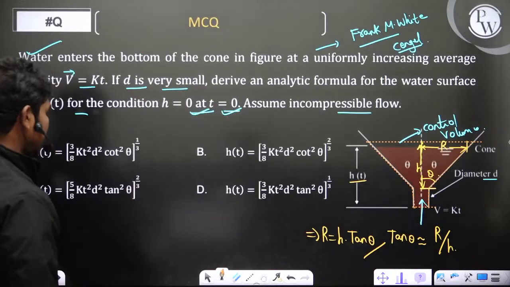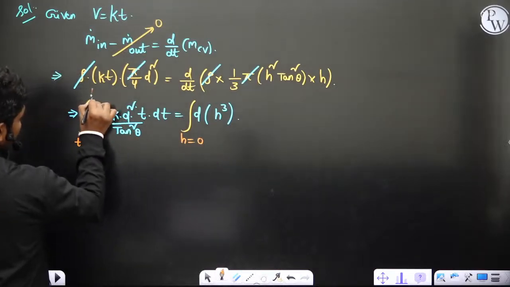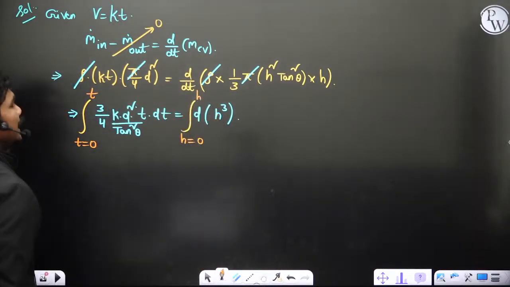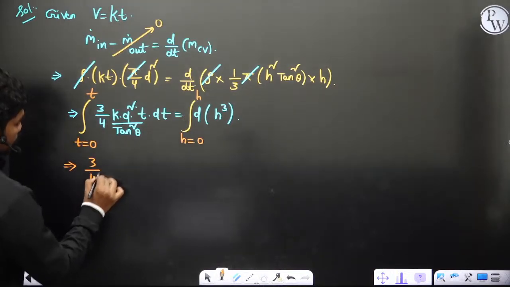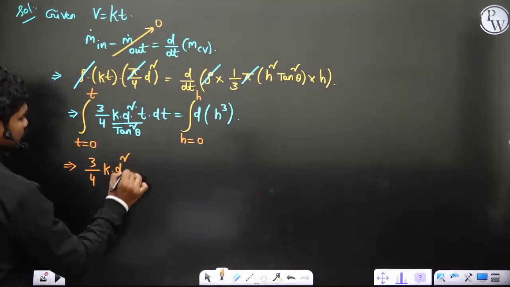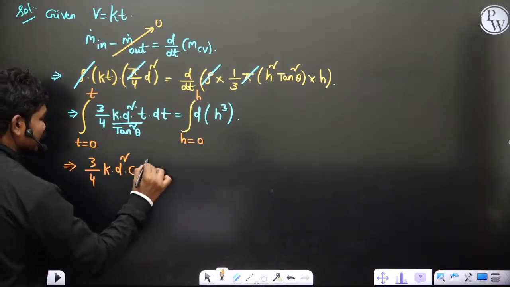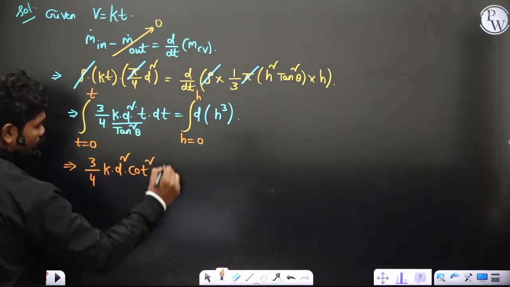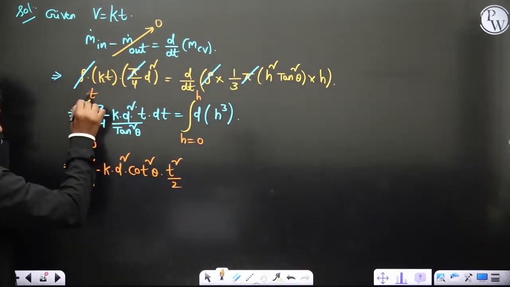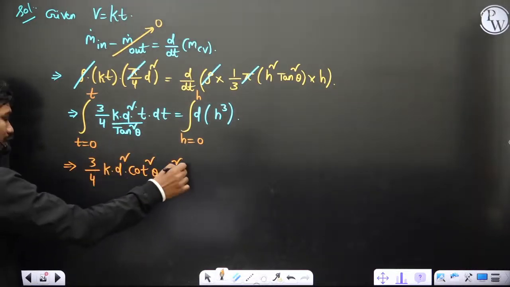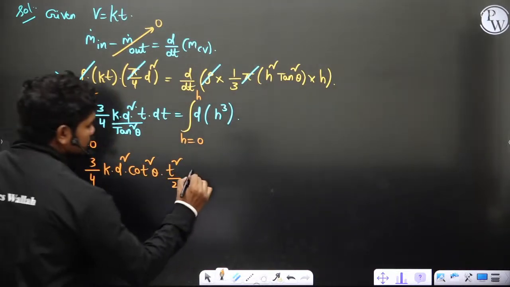H is equal to 0, they have given you. So at some time t, let us suppose the water level in the tank is h. So if you integrate this expression, you can see 3 by 4 k d square, this 1 by tan square theta we are writing as cot square theta, into integration of t, which is t square by 2, because I am doing definite integration, t square by 2 when you put t, minus 0 by 2 when you put 0. So this is what you have.